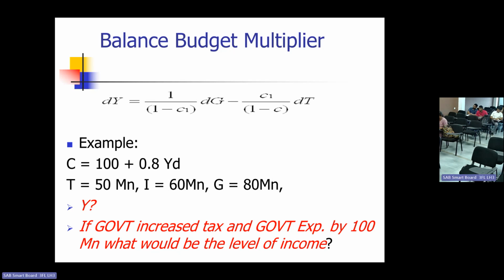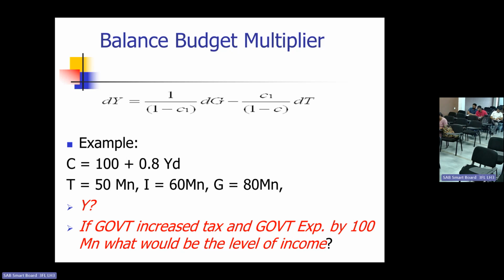It's 500, no? Delta T is 100. How much is the tax multiplier? Minus 0.8 over 1 minus 0.8, which is minus 4. So the change in Y over the change in T of 100 equals minus 4.